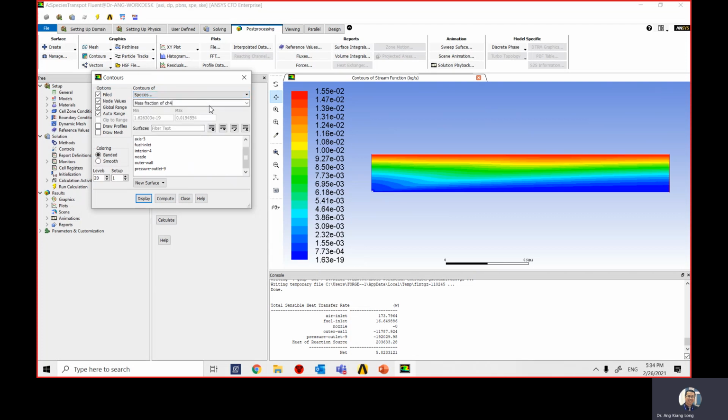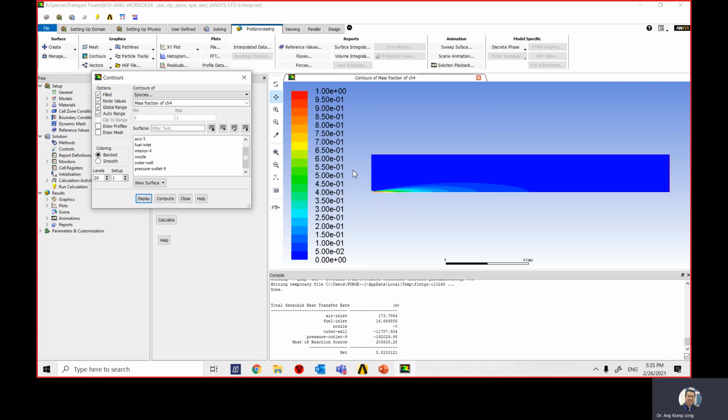Species, and then the first one you can choose is, there are many you can choose here. The first one you look at is our methane. We're going to look at the mass fraction of CH4 with our methane. Then you click display. So you can see here our mass fraction is 1.